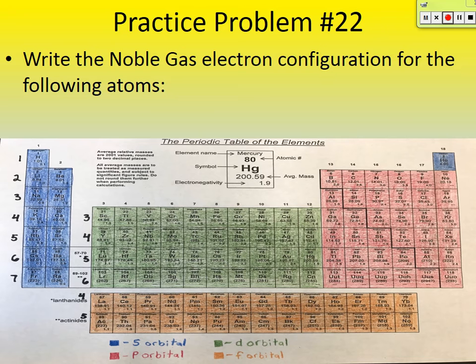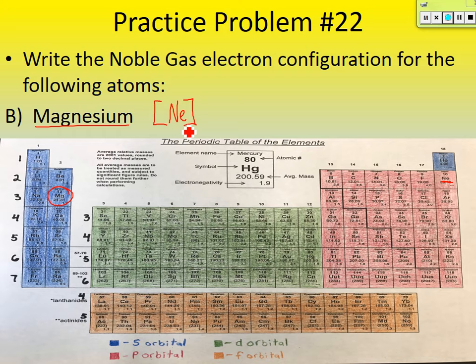Let's try another one. Part B. This one is for magnesium. Okay, so let's find magnesium on the periodic table. It's right here. Mg. Its atomic number is 12. Okay, so what do we start with, guys? The preceding noble gas. What's the preceding noble gas to magnesium? Yeah, we'd have to go to neon, Ne. So let's put Ne in brackets.